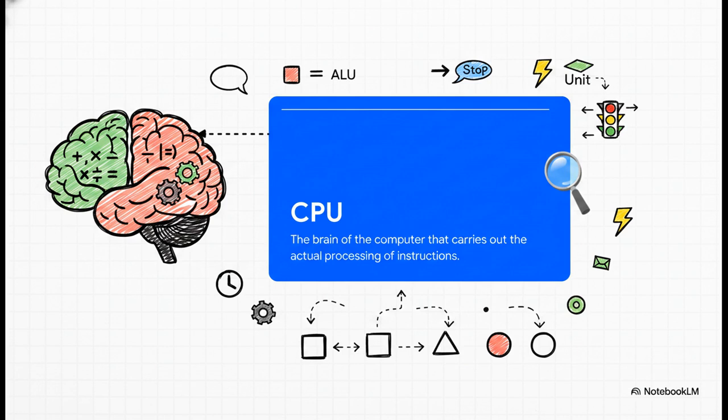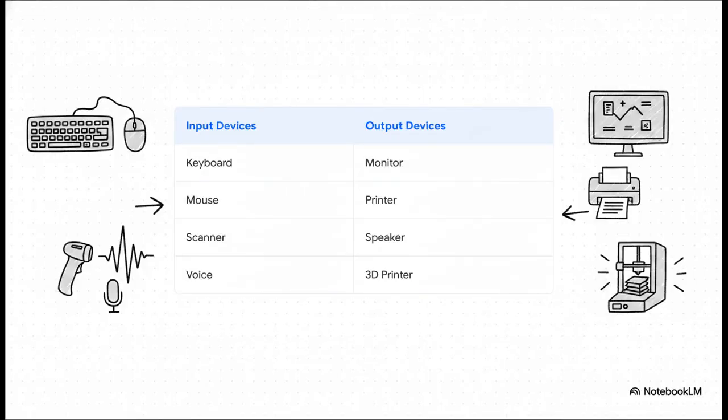Think of the CPU as the brain of the computer, but we can actually divide this brain into specific lobes. It utilizes the Arithmetic Logic Unit, or ALU, to act as a high-speed calculator, crunching all the math and logic operations. Meanwhile, the Control Unit acts like a highly efficient traffic cop. It controls the sequence of instructions, interprets them, and directs all the communication and data flow between the other components of the system.